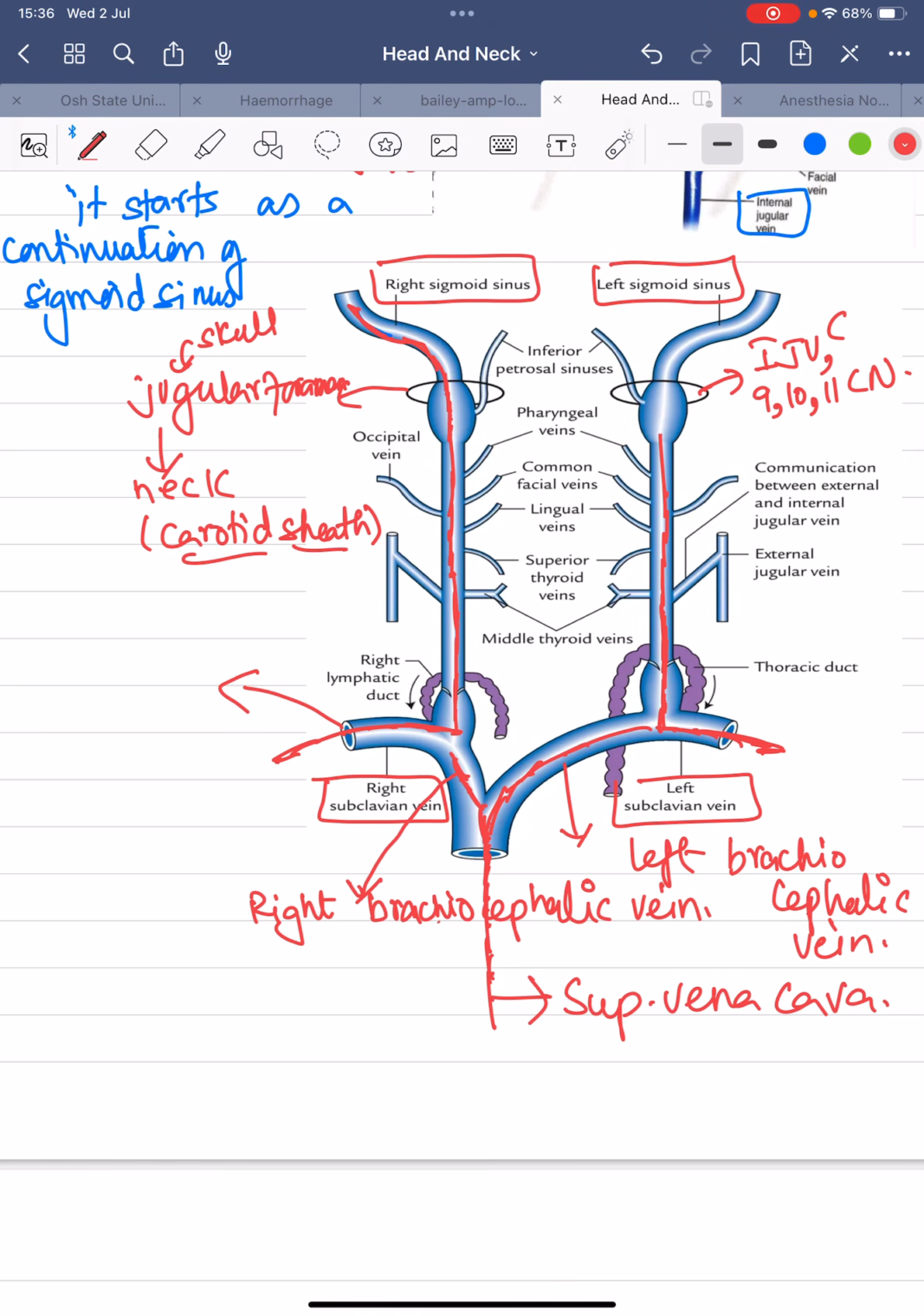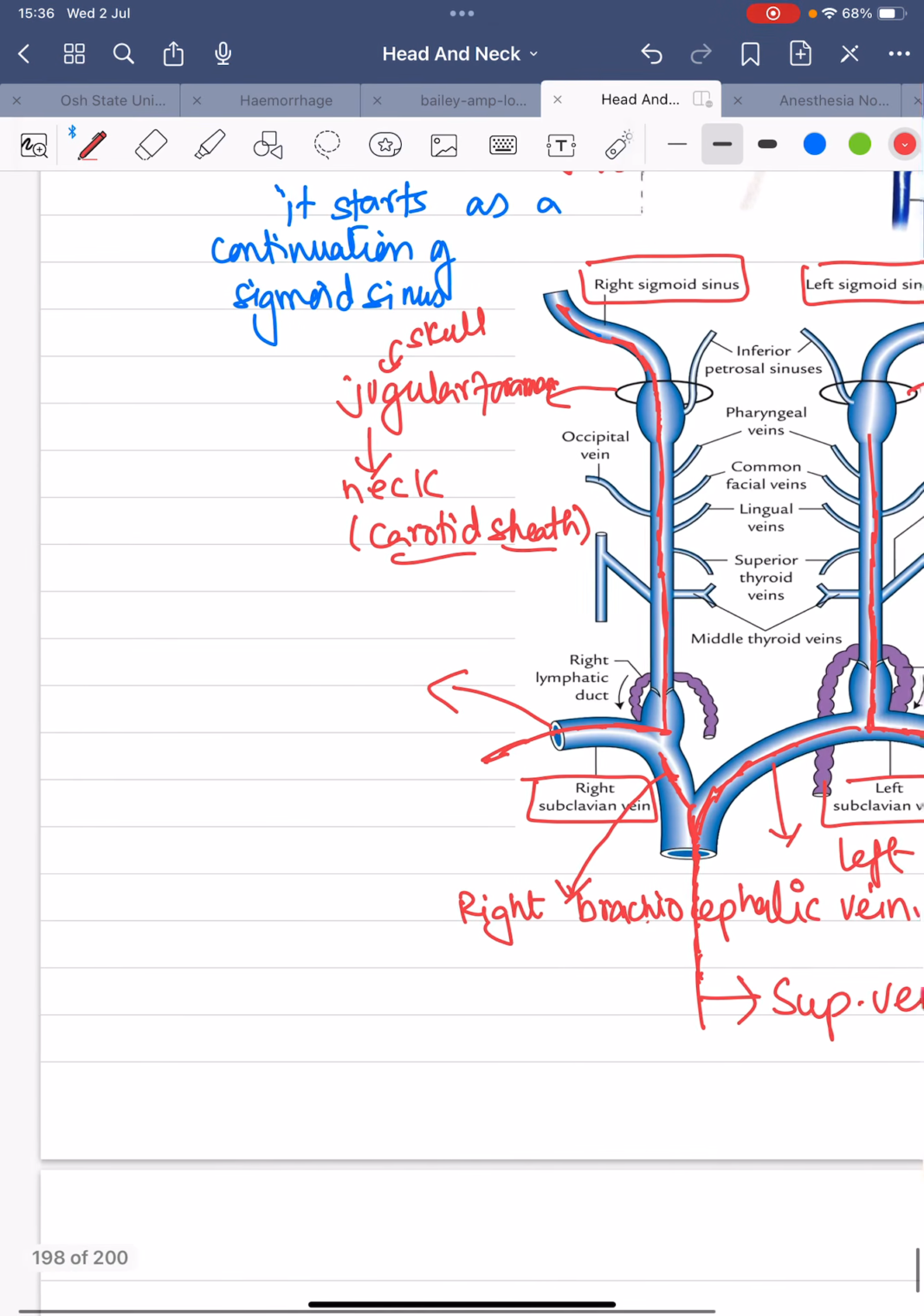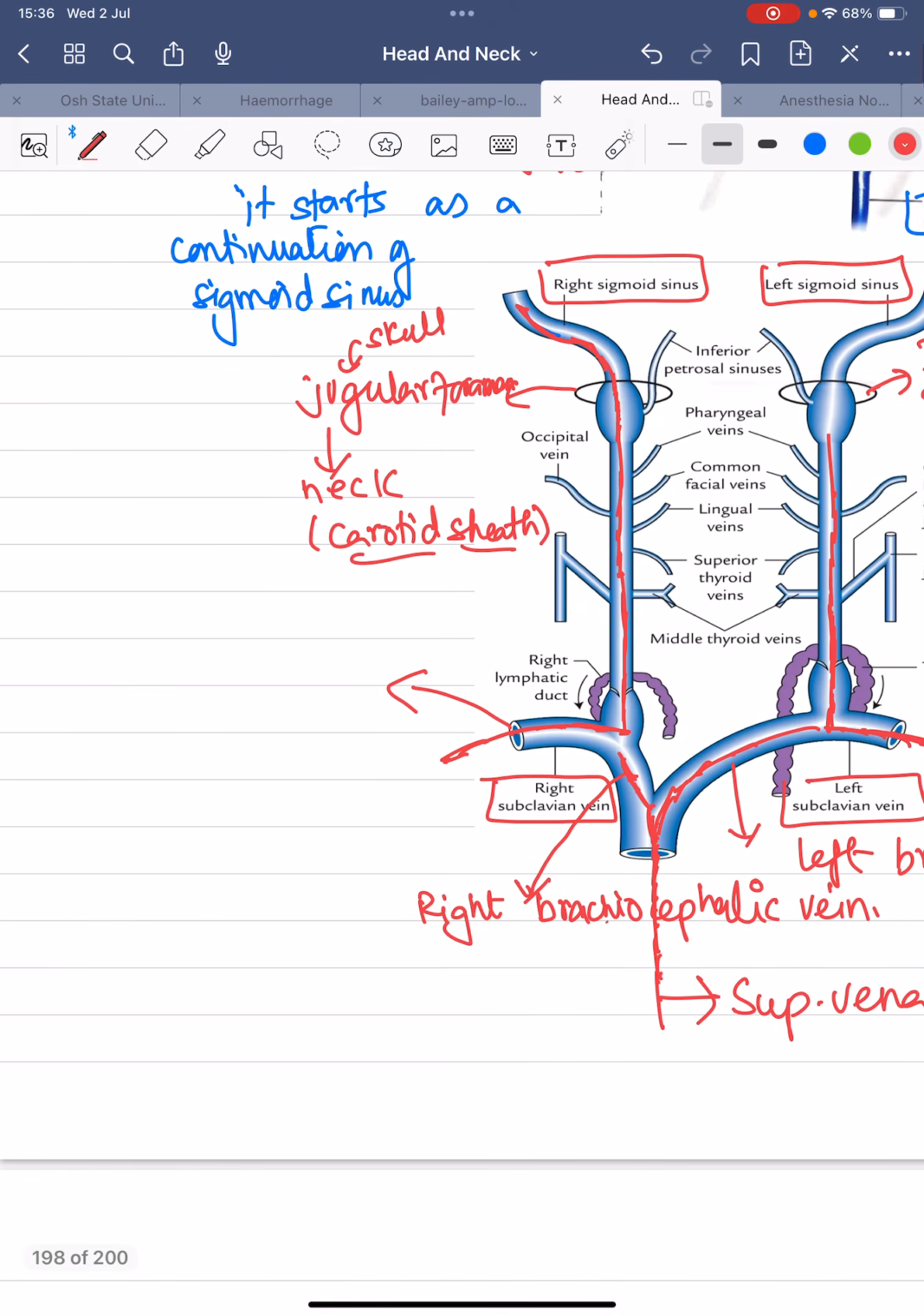And now see here, what are the important branches in relation to the internal jugular vein. So there is one mnemonic for the internal jugular vein which you can remember. And what is the mnemonic? See here.